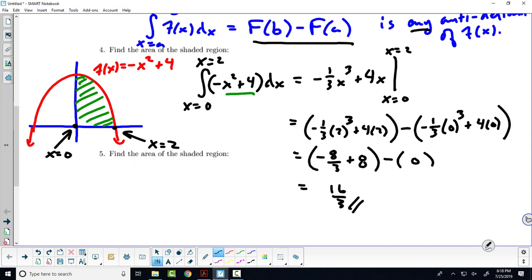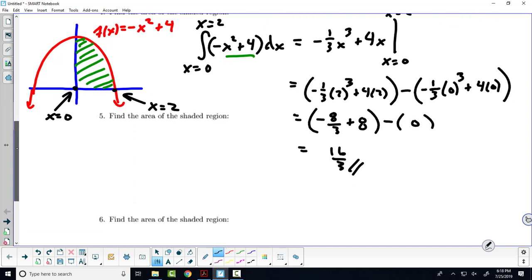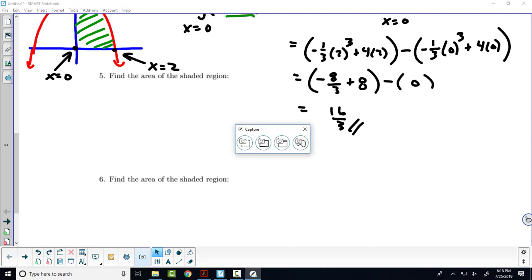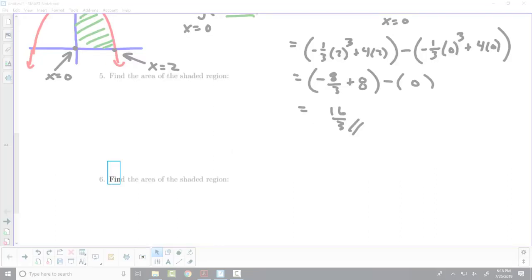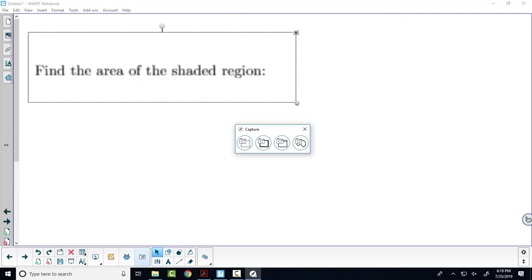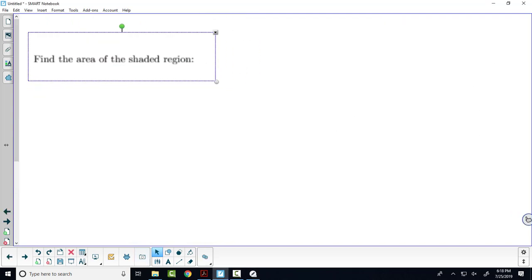Okay. Let's do it again. Let me just take this question over to another spot. This is for number 5. So for number 5 here, let's find the area of this shaded region. It's going to look similar.